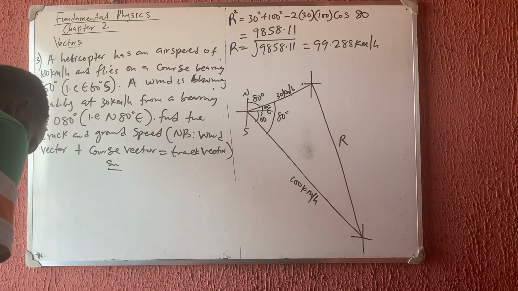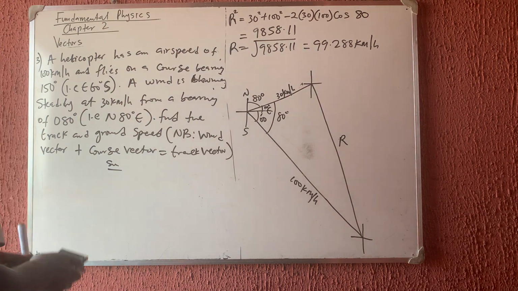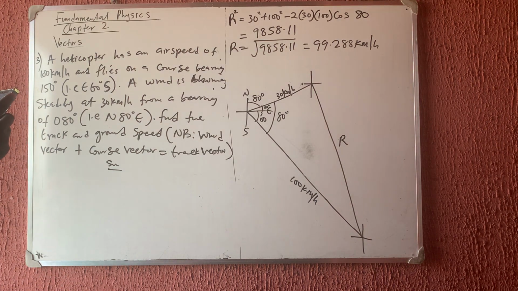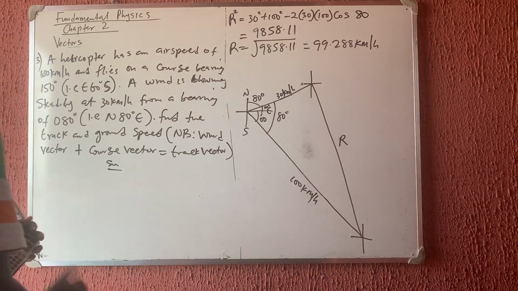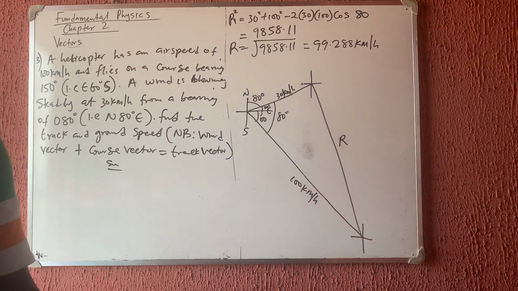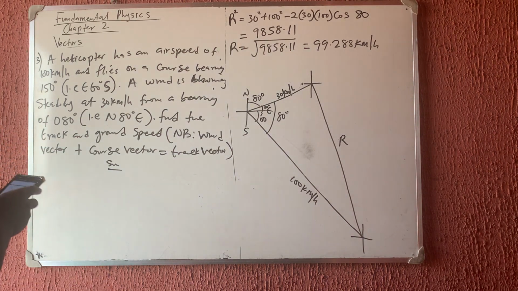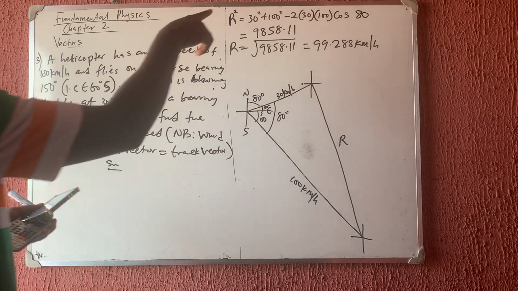So that is that for that. It's very, very simple to get. So the next thing they say we should calculate is what? So what else did they say we should calculate? So I've gotten the resultant, which is 99. So the next thing, what else did they say we should calculate? Find the track and the ground speed. This is the ground speed.